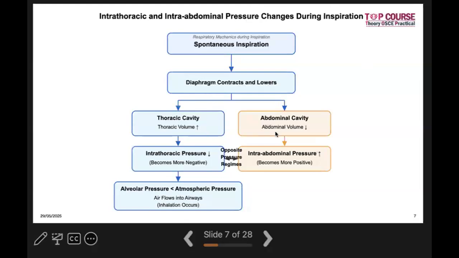But at the same time, the diaphragm also contracts, right? It lowers and exerts pressure on the abdominal cavity, where the intra-abdominal pressure becomes more. So this pushes some of the blood flow to the venous return, which may increase the venous return, which we'll be seeing in the next slides. So when it comes to the lung, during spontaneous inspiration, there is negative intrathoracic pressure and the air enters into the lung.